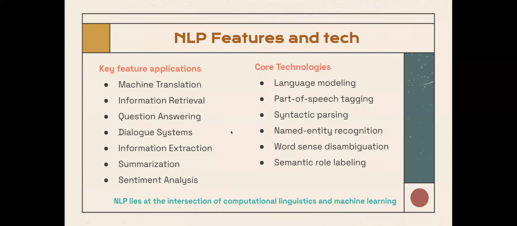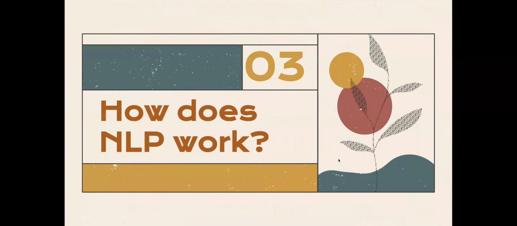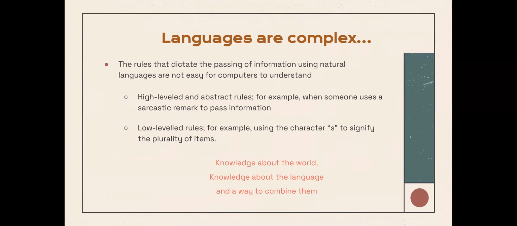And the core technologies involved in this are language modeling, part of speech tagging, syntactic parsing, named entity recognition, word sense disambiguation, and semantic role labeling. We will cover the core technologies a little bit today. And NLP basically lies at the intersection of computational linguistics and machine learning. So how does NLP work? This is where we will do a short crash course on NLP's fundamentals.